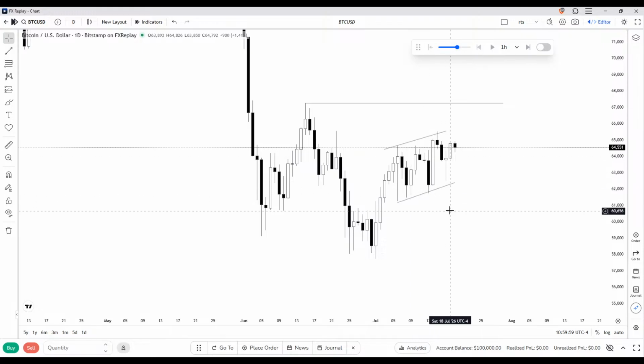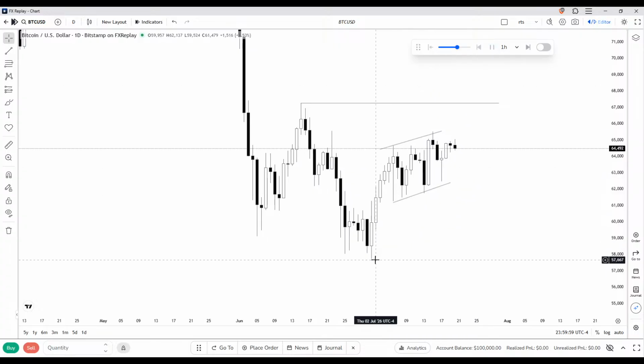But just to verify, you can go and look at a liquidity heat map for Bitcoin, and there's a lot of sell side liquidity on the lower time frame, both at that 61,000 level and at the 57,800 level, or whatever it is just below that low.